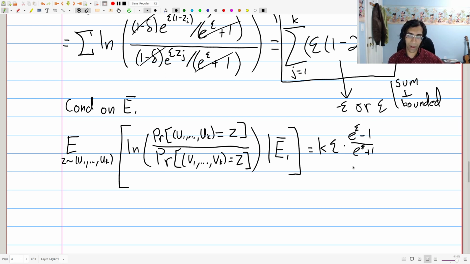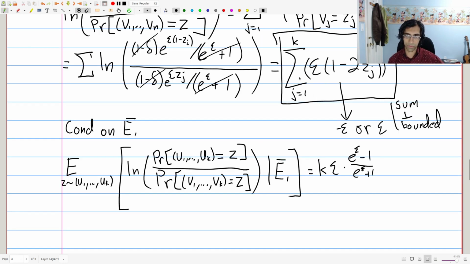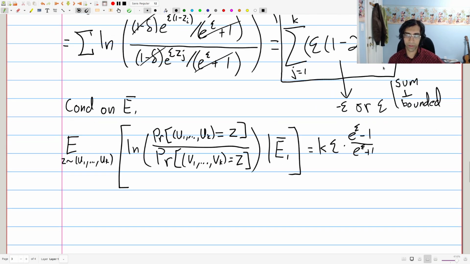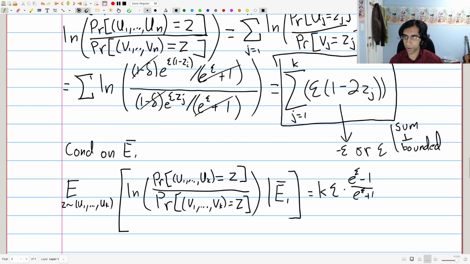Now, where did this come from? How did I get this term here? It comes from this expression here, but with a little bit more careful reasoning. In particular, what do we know about zj? We knew that if we're just sampling from U, zj is going to be equal to 0 with probability e to the epsilon over 1 plus e to the epsilon, times 1 minus delta.